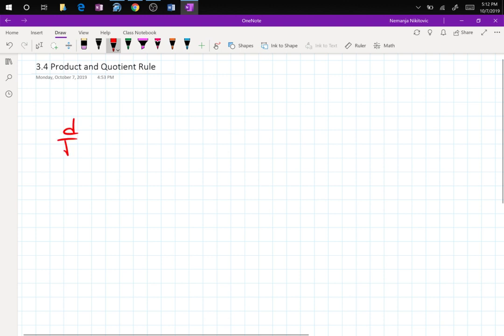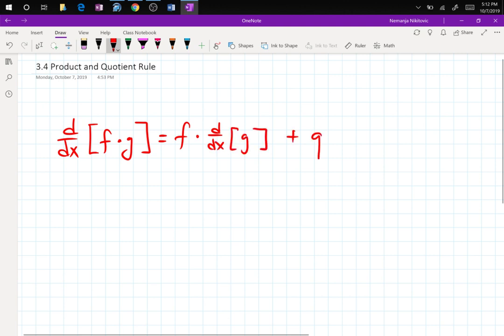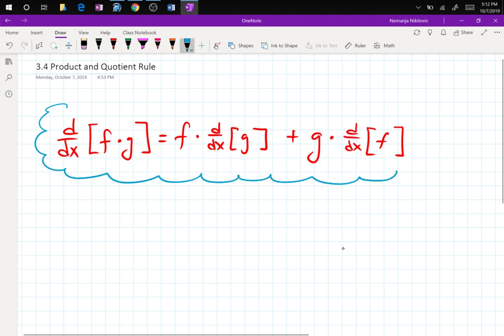The first one is the product rule, which is the derivative of f times g. So you have two different functions, let's say x squared times e to the x. So this one is going to be f times the derivative of g plus g times the derivative of f. There is a proof and derivation and all of that, but we don't do that in this particular class. So you'll have to trust me on this one.